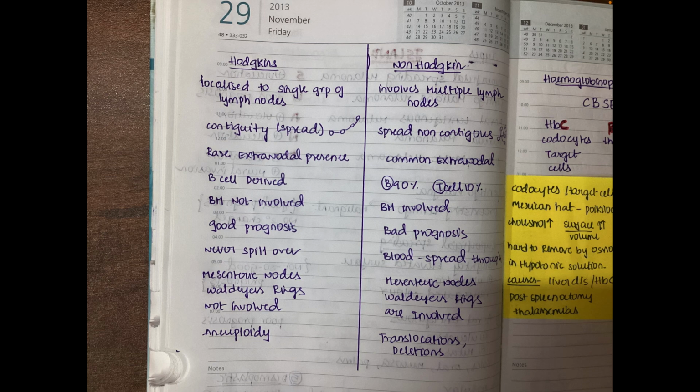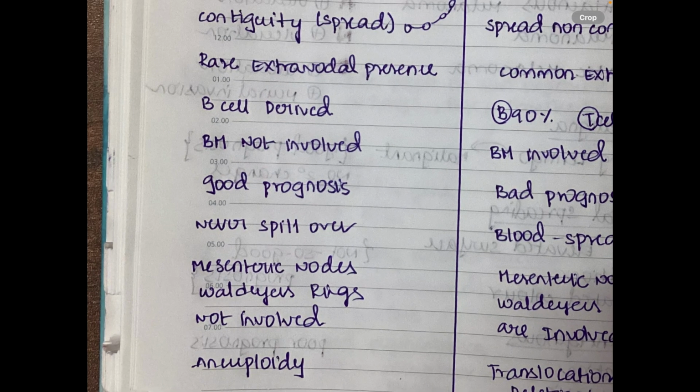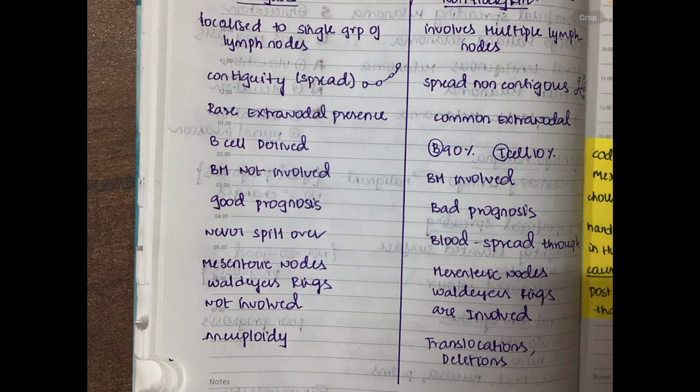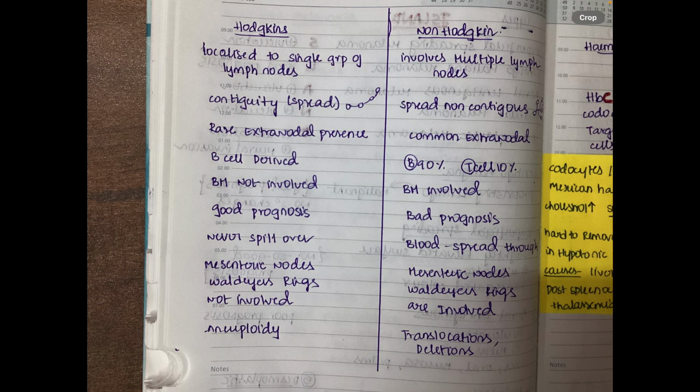So continuous spread can be seen, and rarely extranodal presence can be seen. Because it involves only one group of lymph nodes, rarely you can find any extranodal presence. Even in this point, you can see mesenteric nodes and Waldeyer's rings are not involved because these are extranodal. Mesenteric nodes and Waldeyer's rings are also not involved. Coming back to the topic, after these points, we'll talk about 3 B's.